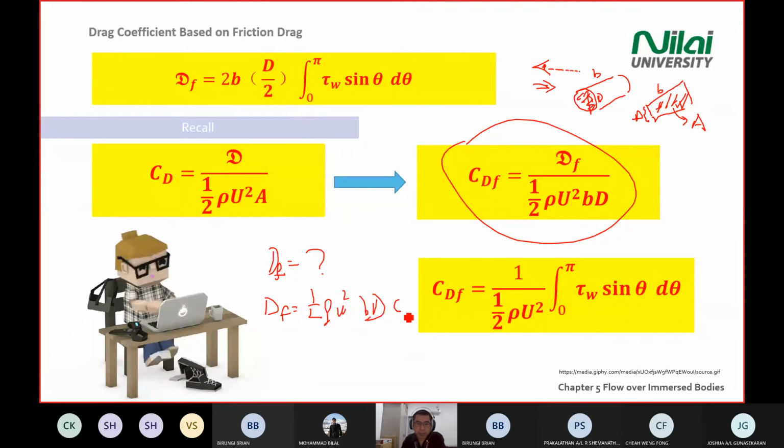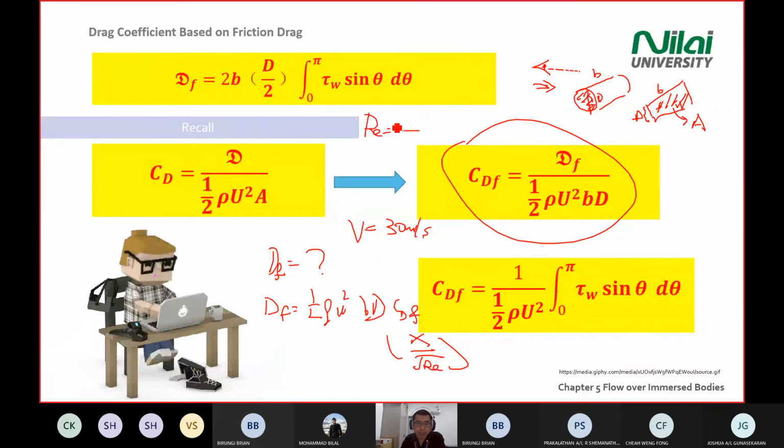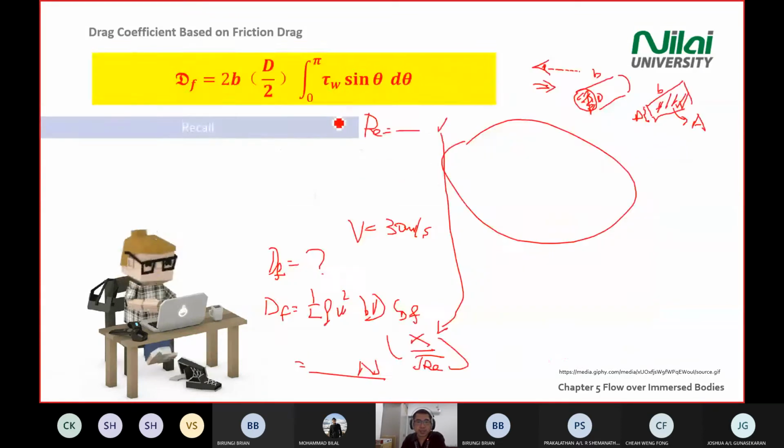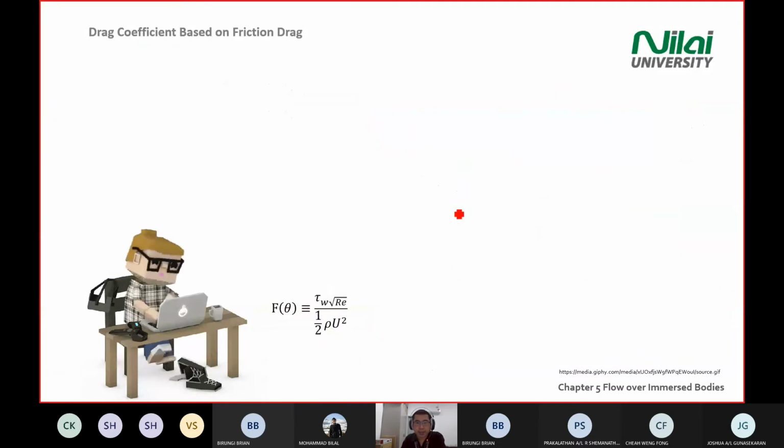BD times the CDF. Because the CDF is given just now, you have a number and a square root of the Reynolds number. You are given the speed of the wind tunnel, for example, 30 meters per second. You know how to calculate the Reynolds number, all right? So you calculate the Reynolds number and substitute. You have the rho, the V, the B, the D. You're able to find the friction drag force in Newtons. Okay, so they give you hints. Just get prepared.